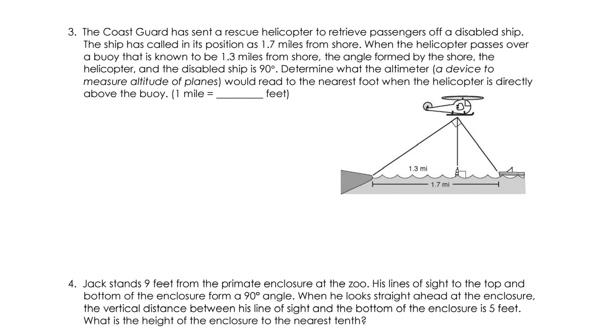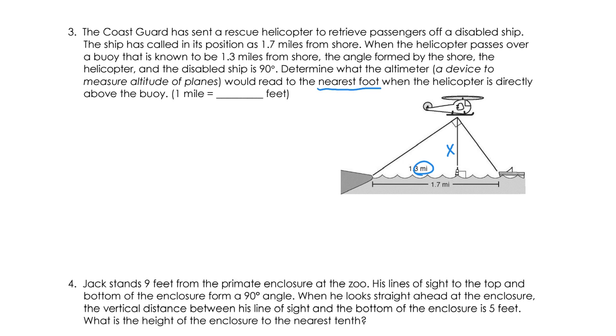Determine what the altimeter, a device to measure altitude of planes, reads, which is really just the height. And we have to determine what that is. So basically, that is our altitude. And you can see where the device gets its name from. To the nearest foot, so it's going to come out to be a decimal, when the helicopter is directly over the buoy. And they want the answer in feet.